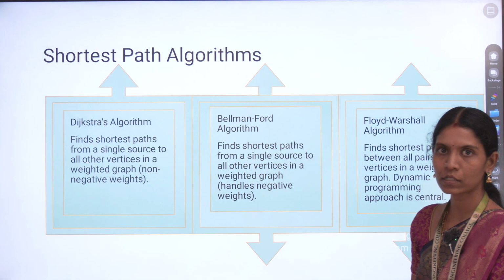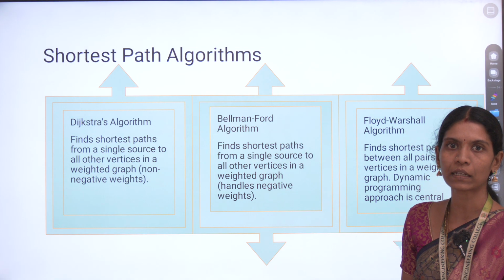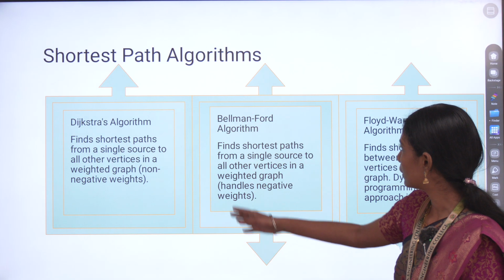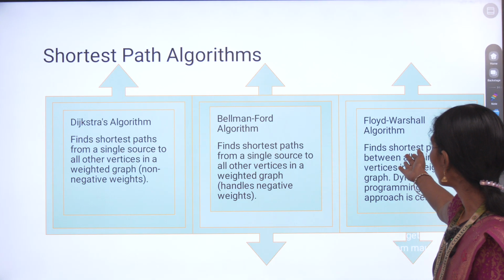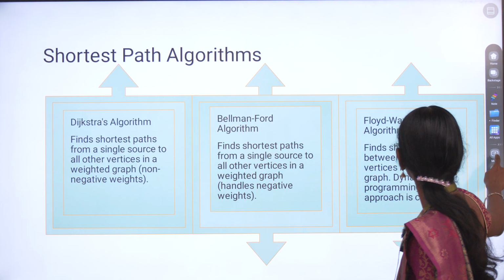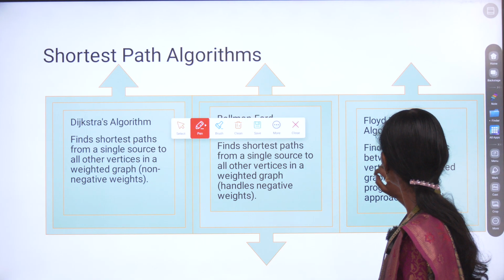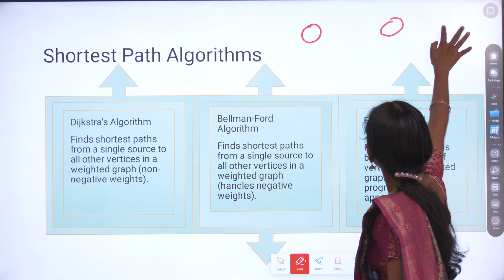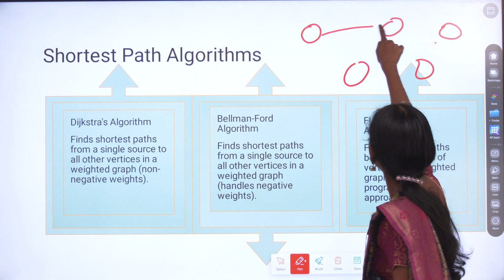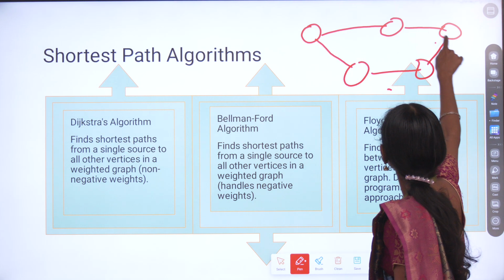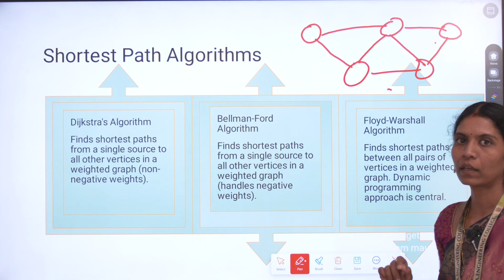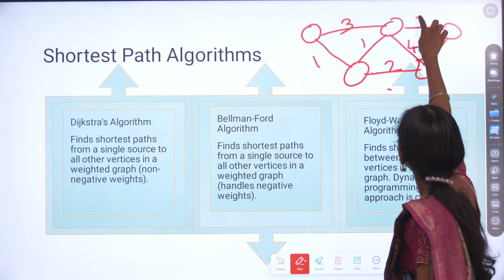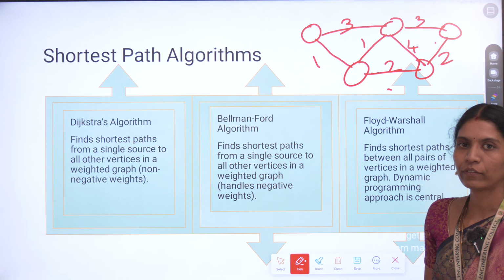The shortest path algorithm tells which way is shortest and which way is easiest to move. The types are Dijkstra's algorithm, Bellman-Ford algorithm and Floyd-Warshall algorithm. Whether the path is weighted or unweighted, which is easier to move or which costs the minimum, like that we weight it.